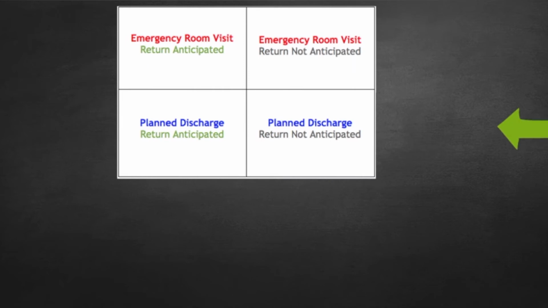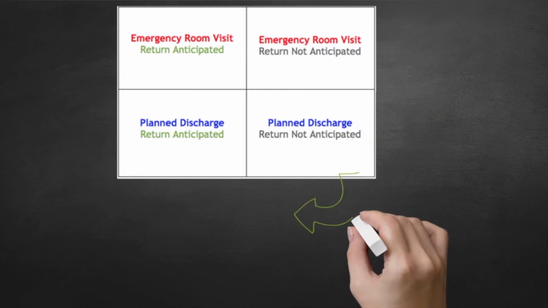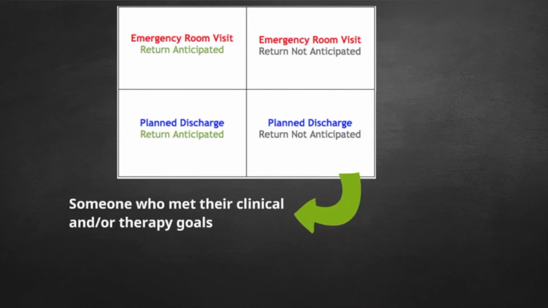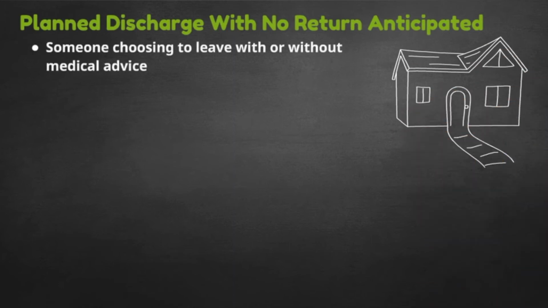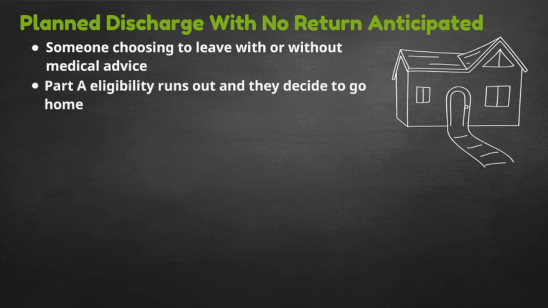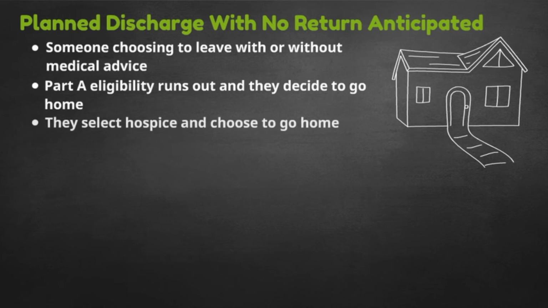Now let's look at the bottom right quadrant, planned discharge with return not anticipated. This is for someone who met their clinical and/or therapy goals. Everyone is happy that they're going home. Or perhaps it is someone choosing to leave either with or without medical advice. Sometimes the Part A eligibility runs out and they decide to go home. Or sometimes they select hospice and choose to go home. Not quite the same celebration.